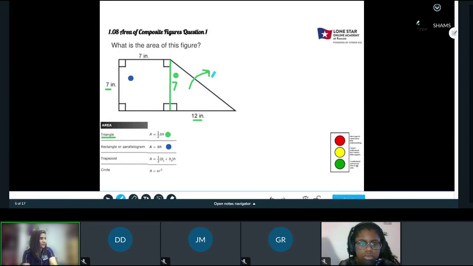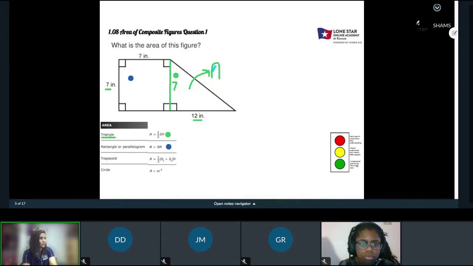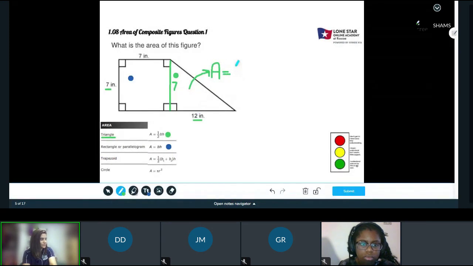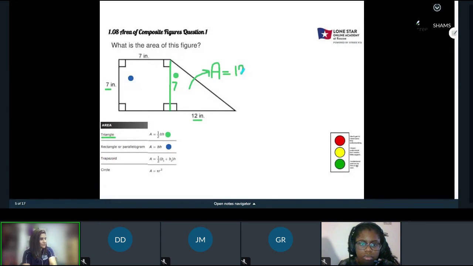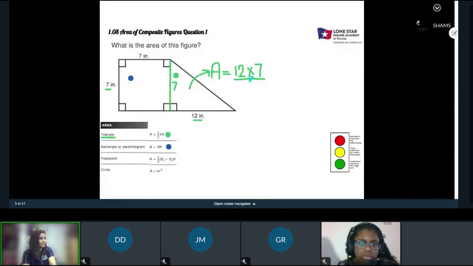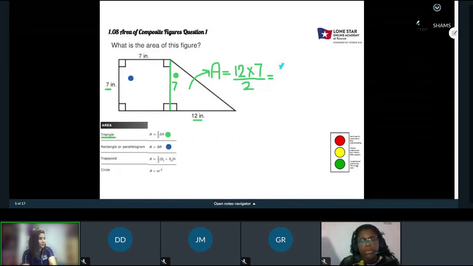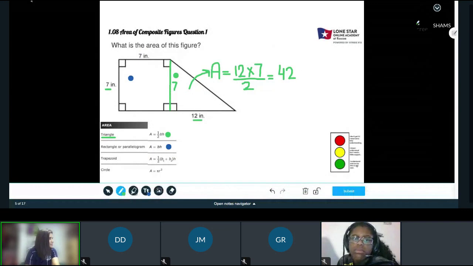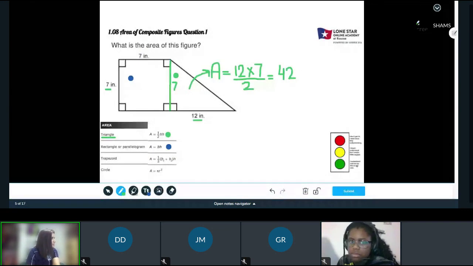So area of the triangle equals base of 12 at the bottom. Base is 12. Height is 7. 12 times 7 gives you an answer of 84. Divide that by 2. Answer for the triangle, 42. Area of the triangle, 42 square inches. Let me see how the rest of you guys are doing.